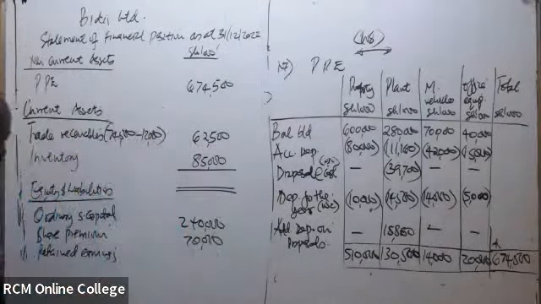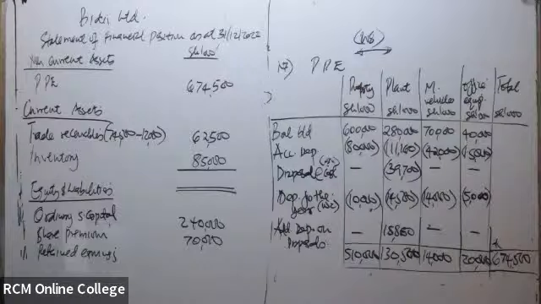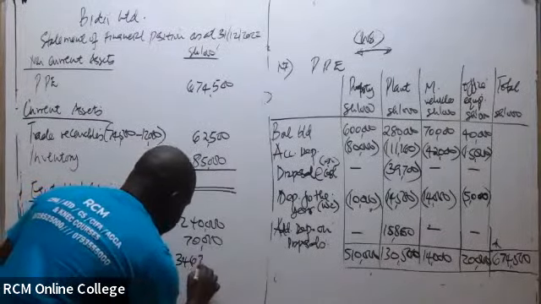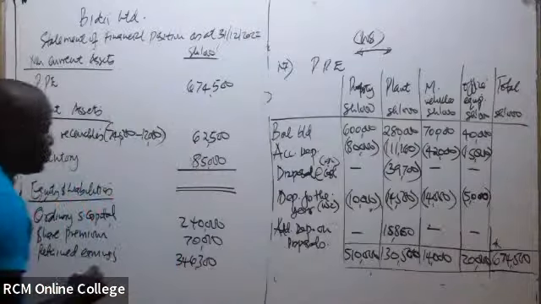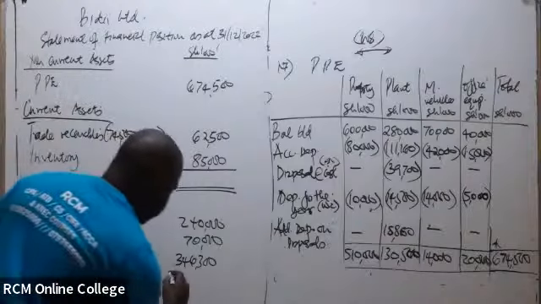What about retained earnings? The ones we computed in the statement of changes in equity by the end of the year. The retained earnings in the statement of changes in equity, it was how much? 346,300. And therefore, I think those are the only items of equity.